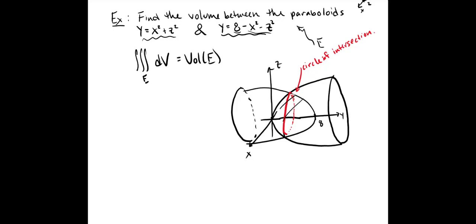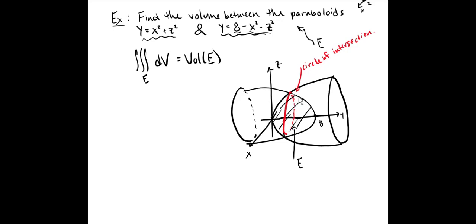If all this stuff in between these two paraboloids is E, then what I need to do is figure out a way to project this solid region into one of the coordinate planes: either the YZ coordinate plane, so kind of back into the screen, the XZ coordinate plane, so towards the left, or the XY coordinate plane, so downward.